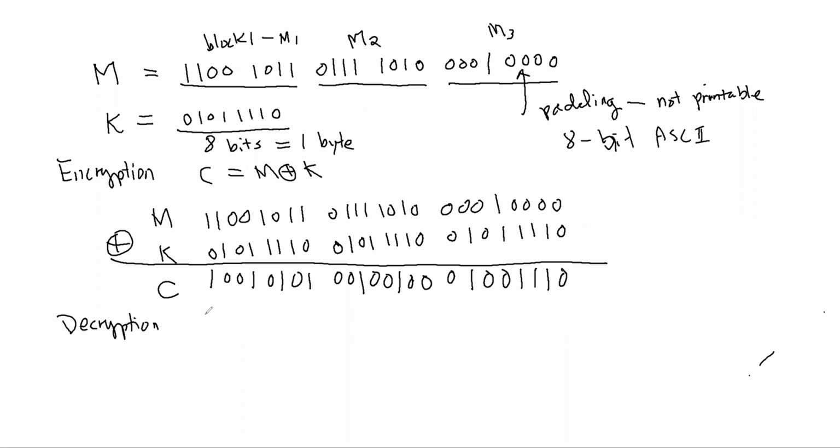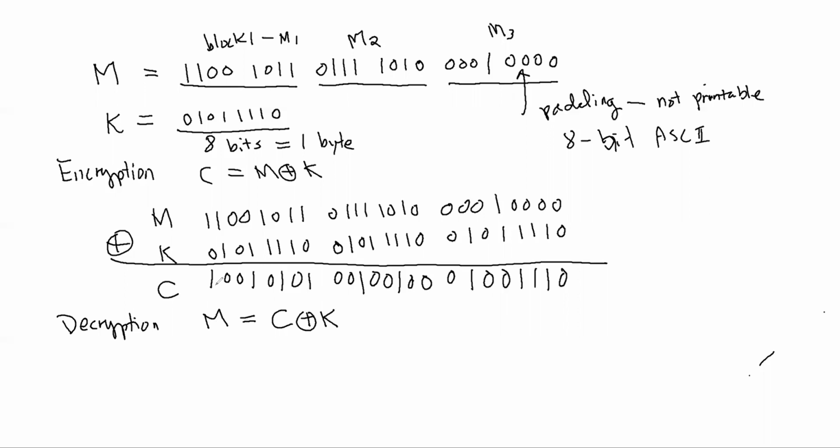Okay, so decryption would be M, which is C exclusive OR K. So K is used for both encryption and decryption. This is a symmetric key encryption and decryption. They use the same key.